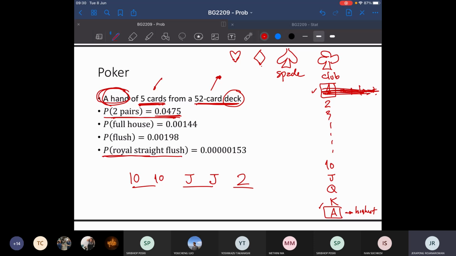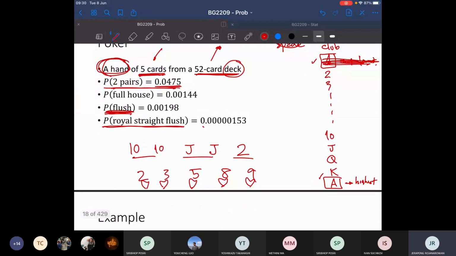And the biggest hand in poker is gonna be called royal straight flush. What is royal straight flush? Let's talk about the flush first. The flush is gonna be when you have the same suit, let's say you have 2 3 5 8 9 of the heart. Okay, so in this case it's called the flush. However, if you have in order 2 3 4 5 6 of the heart, it's going to be called straight. And since these are all the same suit, it's called the flush as well, so it's called straight flush.